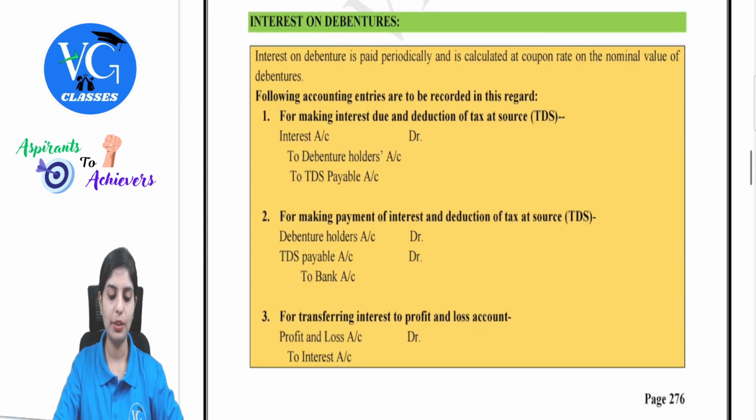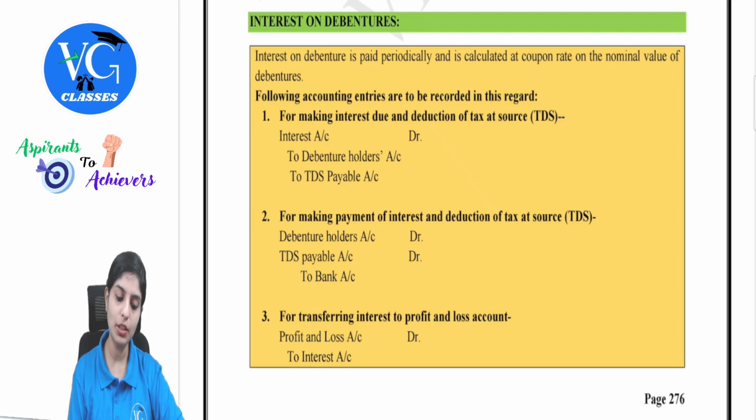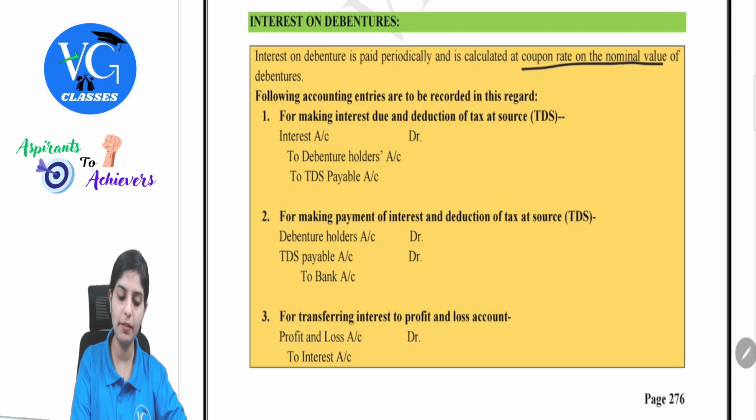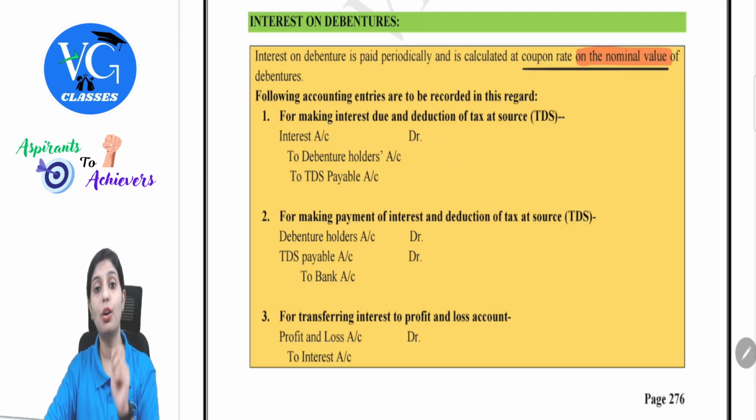Next, another important topic, interest on debentures. Now, with respect to interest on debentures, for a company, it is an expense because you are supposed to pay it on the liability. But for the debenture holder, this will be an income. Clear with this? Yes. So this interest on debenture is paid periodically and is calculated at coupon rate on the nominal value of debentures. This is very important. Most of the students commit mistake here. Always interest on debenture will be calculated on face value irrespective of issue price given in the question. So be very clear, it is done on the face value applying the coupon rate.